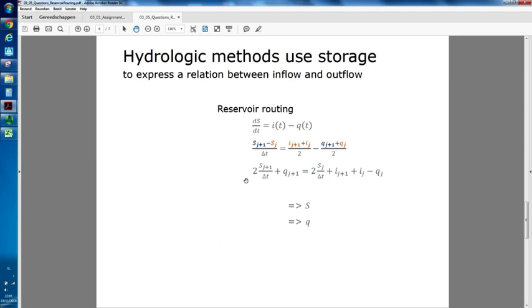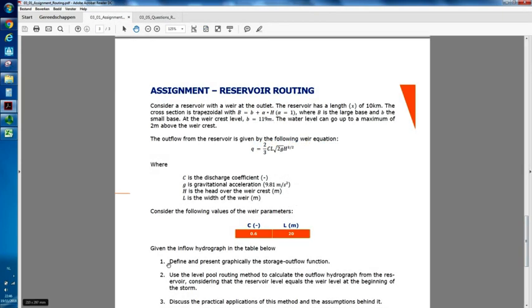Based on that, we can get our storage equation. If we have S and Q as a function of H, we can write, for example, based on the value that we get for 2Sj+1 over delta t plus Qj+1, a corresponding Q value and S value. In that way, we can solve this equation. So we need to define in the first question the storage-outflow function.